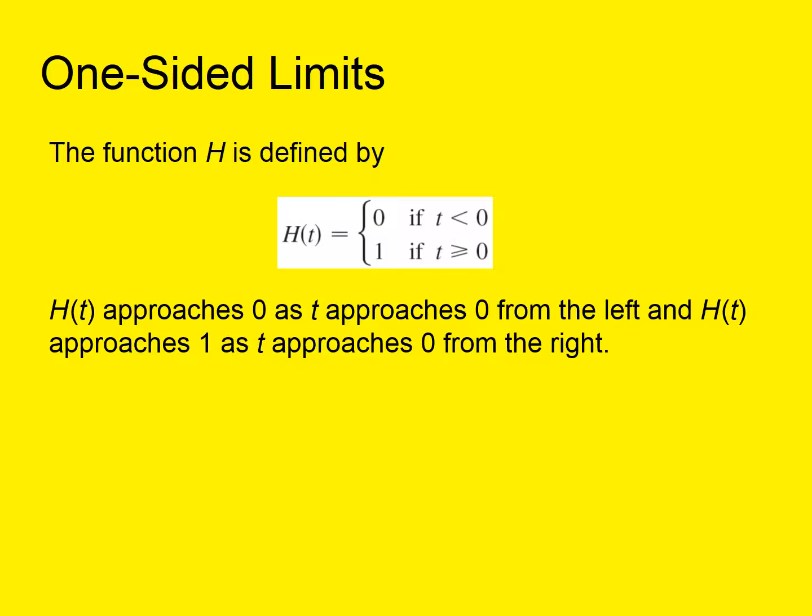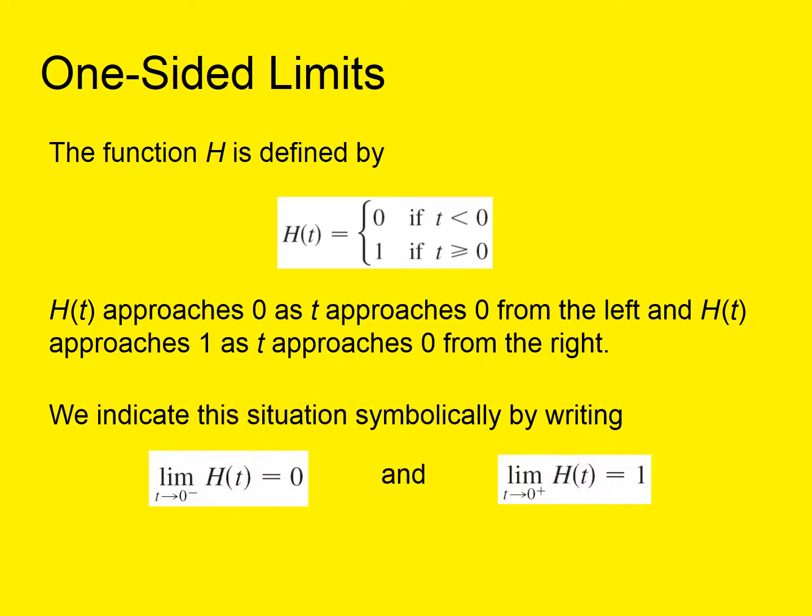h of t approaches 0 as t approaches 0 from the left, and h of t approaches 1 as t approaches 0 from the right. So on the right, it's 1, and on the left, it's 0.